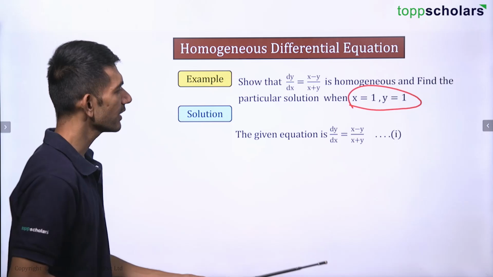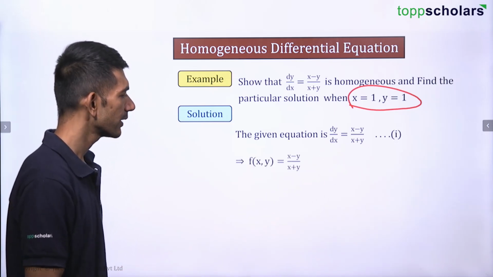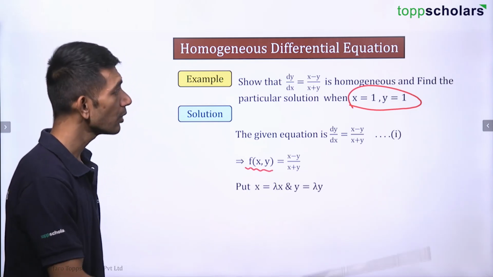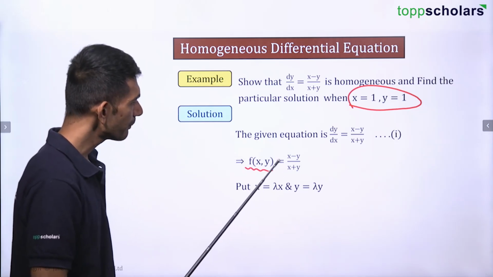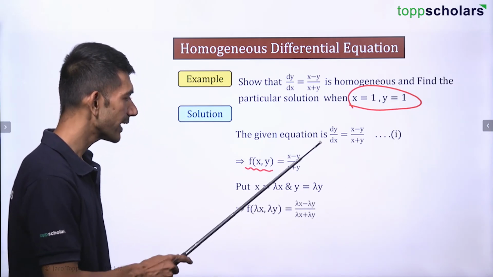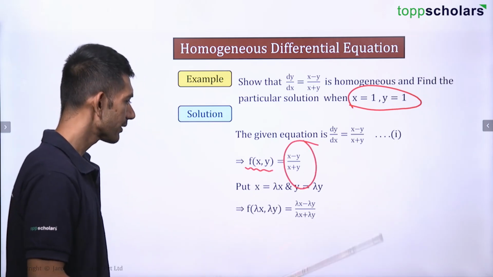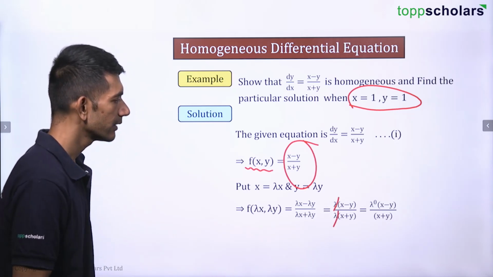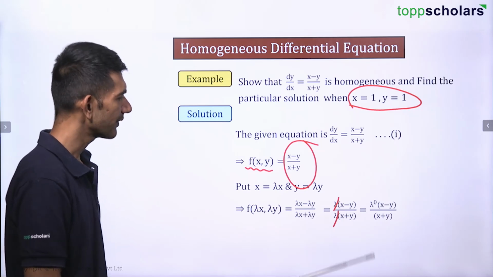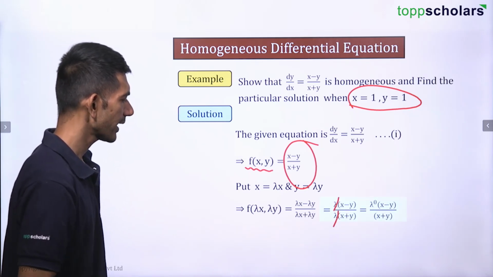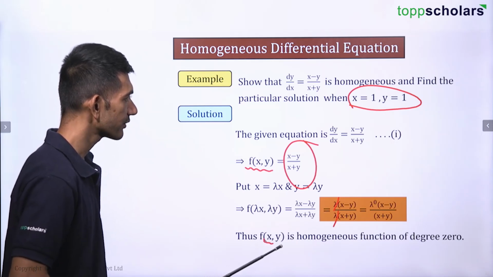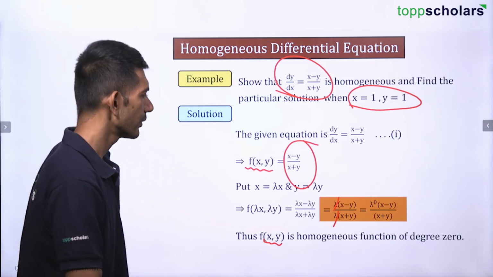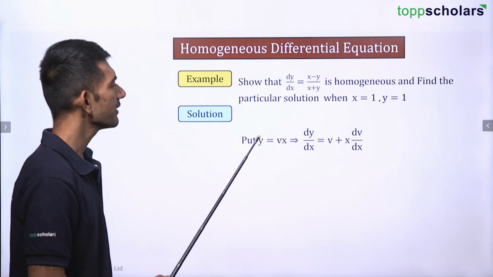So this is the given equation: dy/dx = (x − y)/(x + y). So F(x, y) = (x − y)/(x + y). We know how to show this is a homogeneous equation. We put x as λx and y as λy and we should get this only again. After taking λ common, λ gets cancelled, so we get λ to the power 0, which is nothing but 1, and that is (x − y)/(x + y). So can I say F(x, y), the given differential equation, is a homogeneous function? Now we put y = vx.